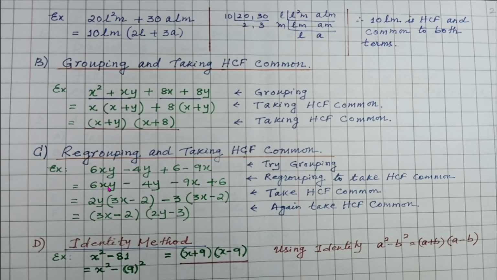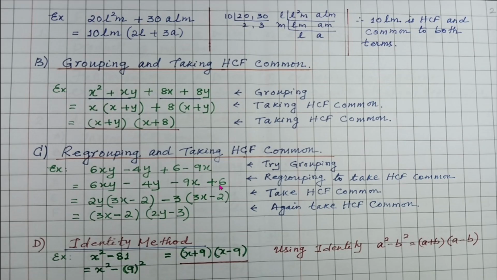Now pair them. If you pair 6xy minus 4y and minus 9x plus 6, in this the HCF of 6 and 4 is 2, the HCF of xy and y is y, and remaining 3x minus 2 in the bracket. Multiply it and check. 2 into 3 is 6, x into y is xy, plus into minus is minus, 2 into 2 is 4, 4y.